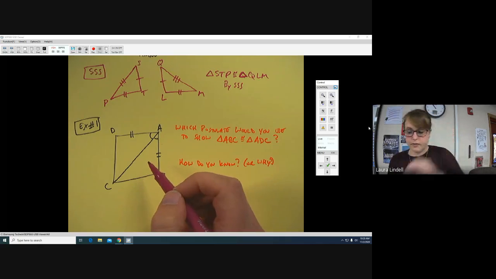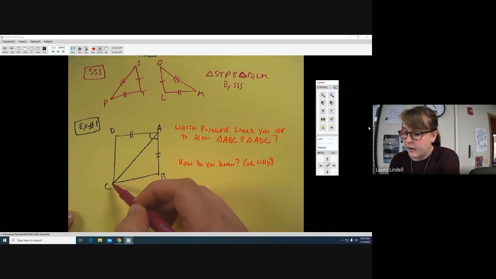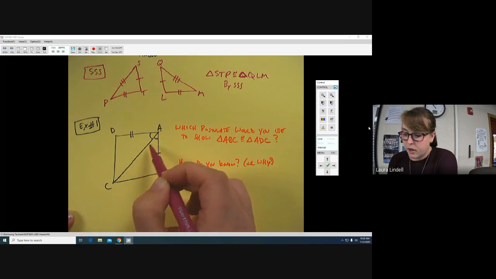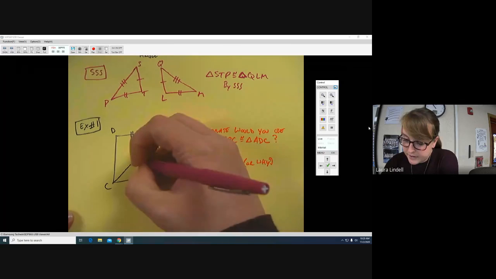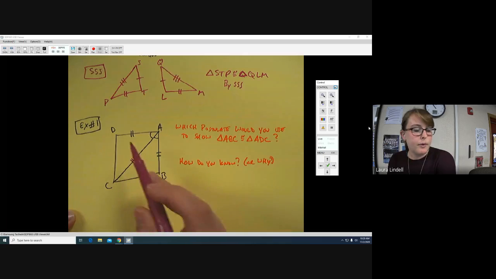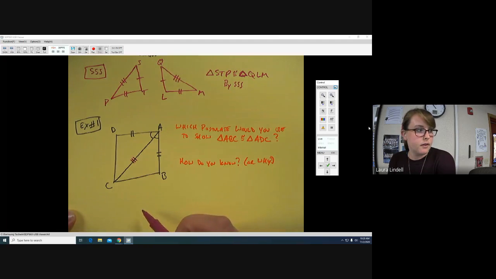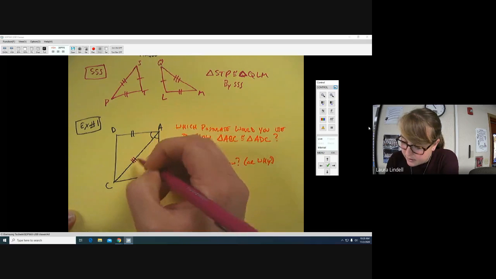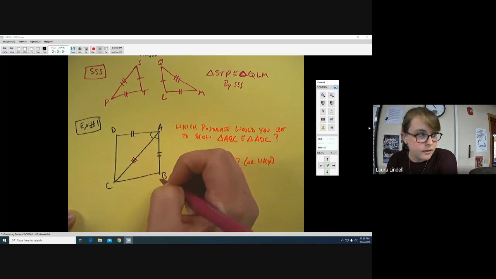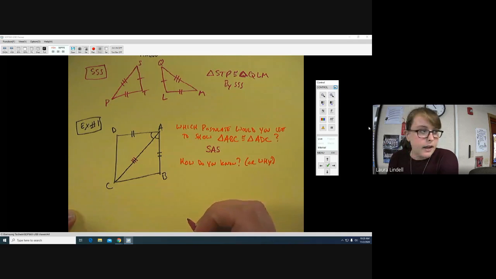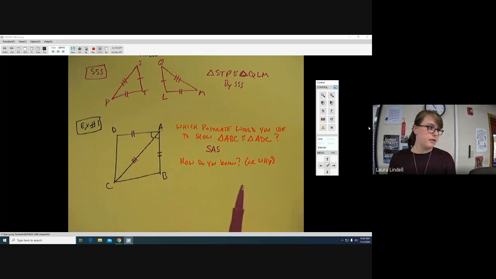So here's something to watch for. Anytime they share a side, so anytime we've got a shape like this where there's a side in the middle that belongs to both triangles, I need to label that as a side that is congruent, a side that we share. Because then we have side, angle, side, and side, angle, side. So this one is SAS. And then if it says, how do you know? Well, then we just list off the things that we know that are congruent.